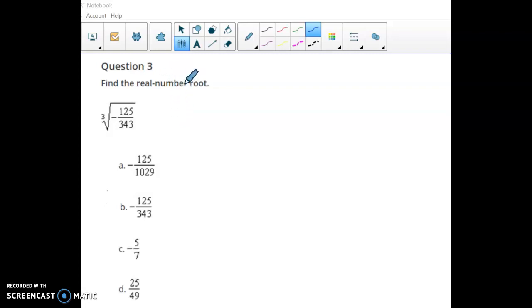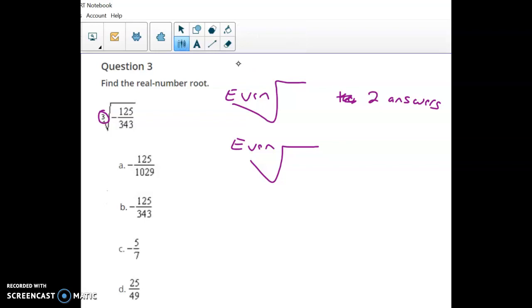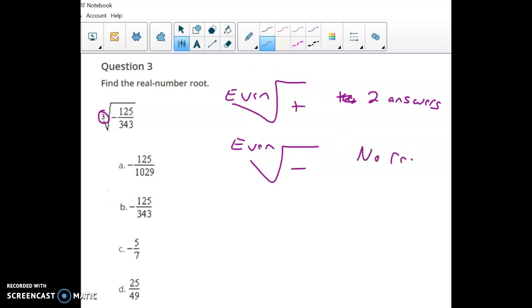Okay, this is question number 3, and we have to find all the real roots. Remember that this index can be odd or even. If it's an even index and positive, that has two answers, a plus-minus answer. Even and positive is two answers. Even and negative is no real answers.